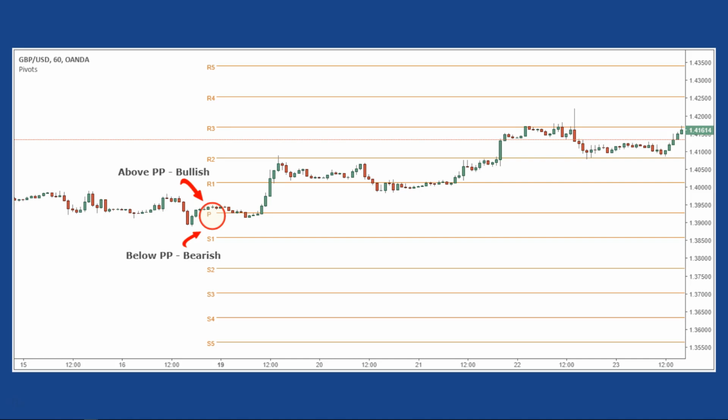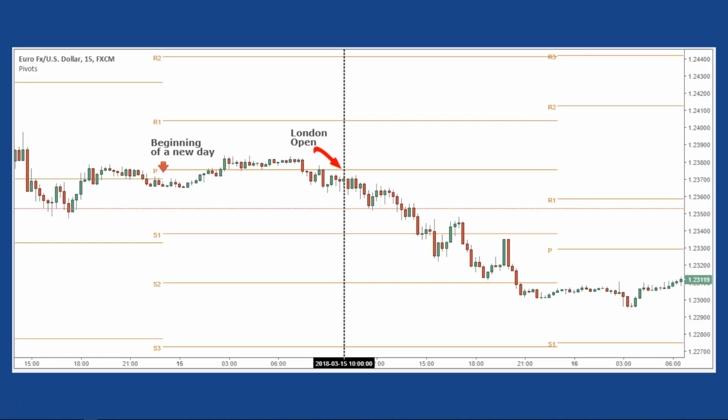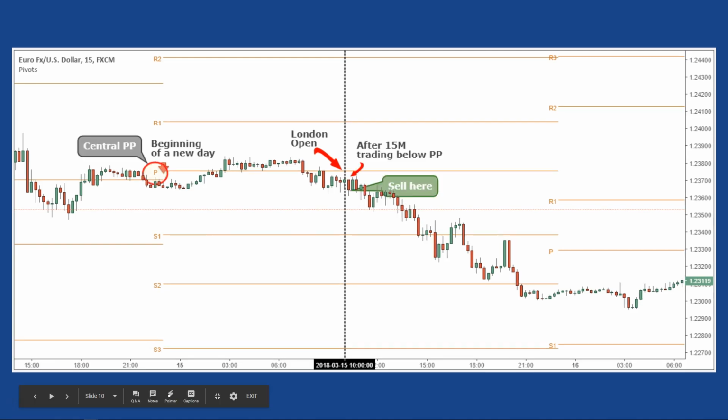Okay, let's get into the strategy. Step 1, trade only at the London Open, or 8 a.m. GMT. This strategy is best traded during the London session because that's when the big banks are opening for business and they're controlling the market. We're going to be looking at 15-minute charts for this strategy. The next step, sell at the market if after the first 15 minutes price is below the central pivot point.